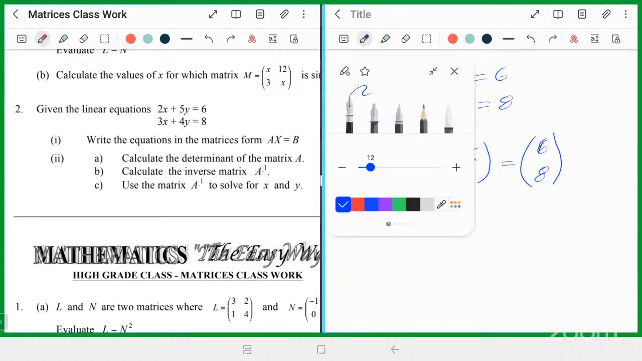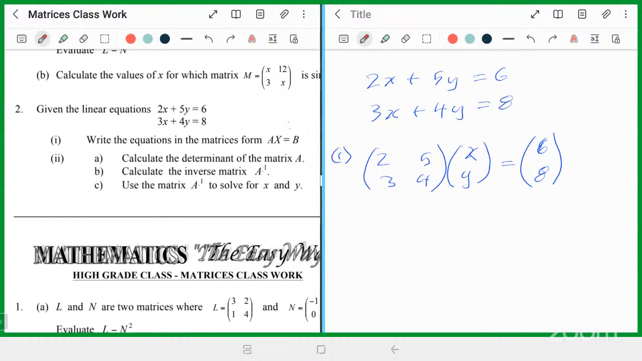So based on the fact that they call it A, X, and B over here, we can say that this is the A, this is the X, and this over here is the B. And that is the equation. This is the answer for that first part. All right, then we'll come to part 2.